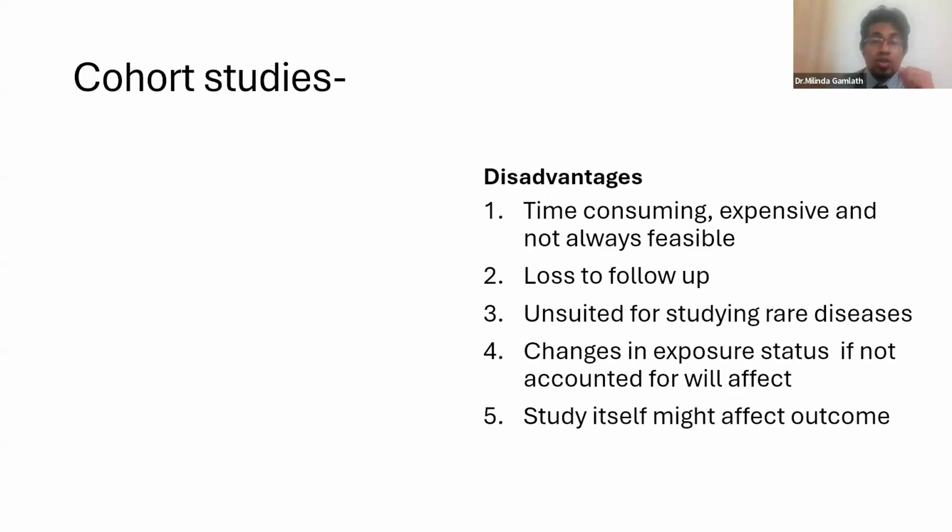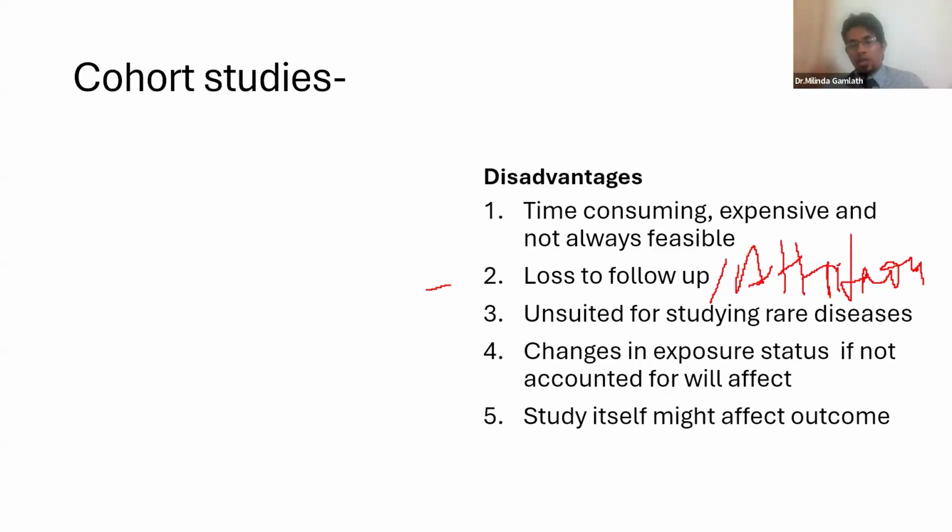Then there is this thing called loss to follow up. This is also called attrition. Because you follow them up, some people might get lost, right? You might not be able to contact them. They might move out of that area. They might change their phone numbers. Because of all this, you lose contact with them, and you might not be able to follow them up. This is an important problem in cohort studies, and it is unique to cohort studies as well, loss to follow up or attrition. And this is unsuitable for studying rare diseases as well, right?